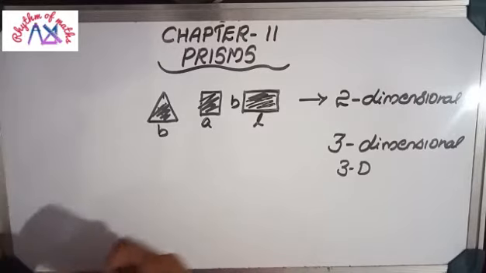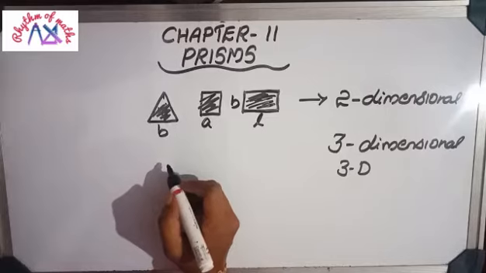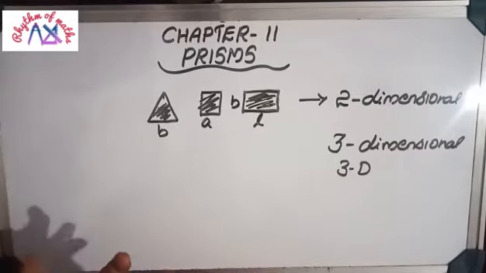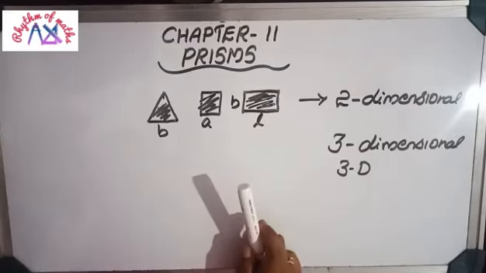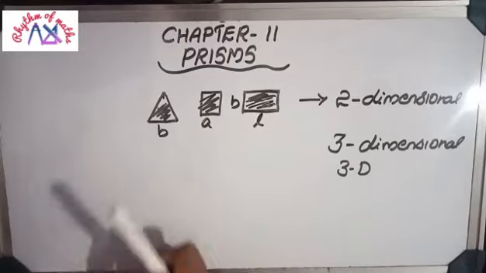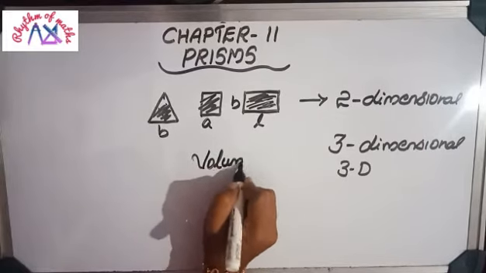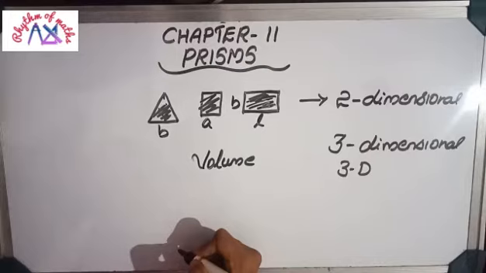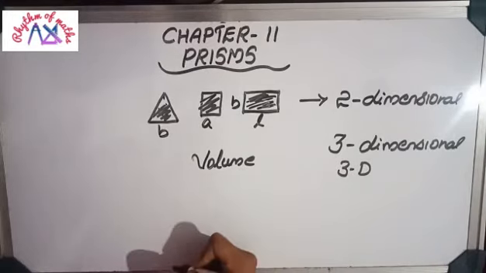For example, a box. For example, your instrument box. In that instrument box we can open it, isn't it? And inside that instrument box we are keeping all the instruments. That means for three-dimensional figures, in addition to area, volume will be there. Something we can occupy in those three-dimensional figures. That's why they are called three-dimensional. Volume will be there.